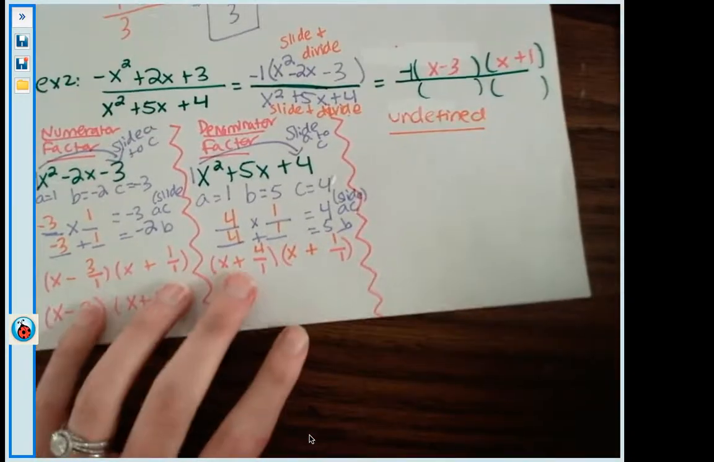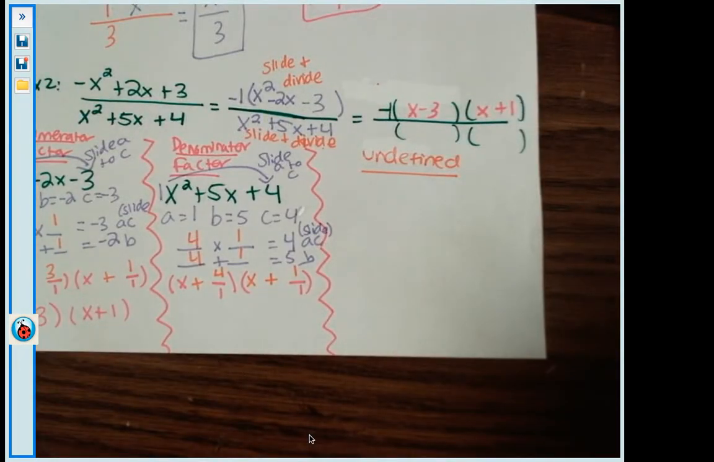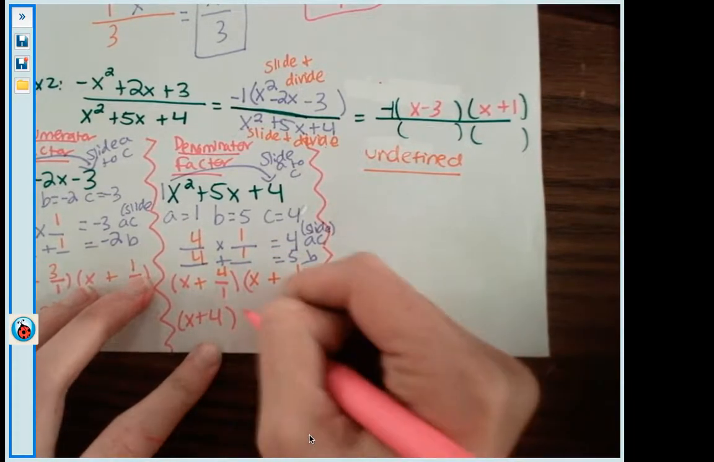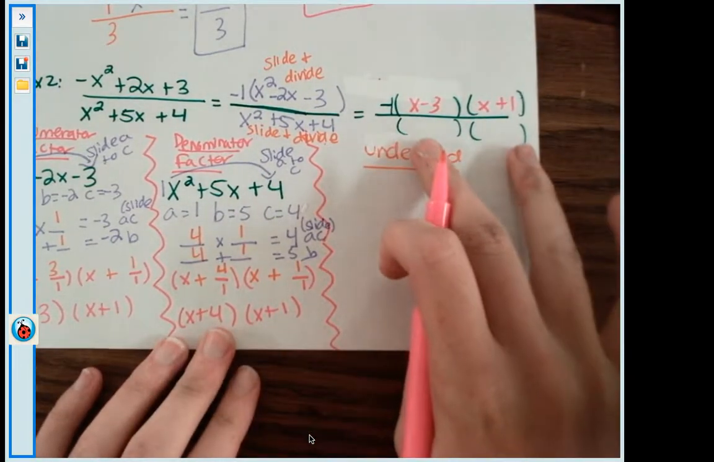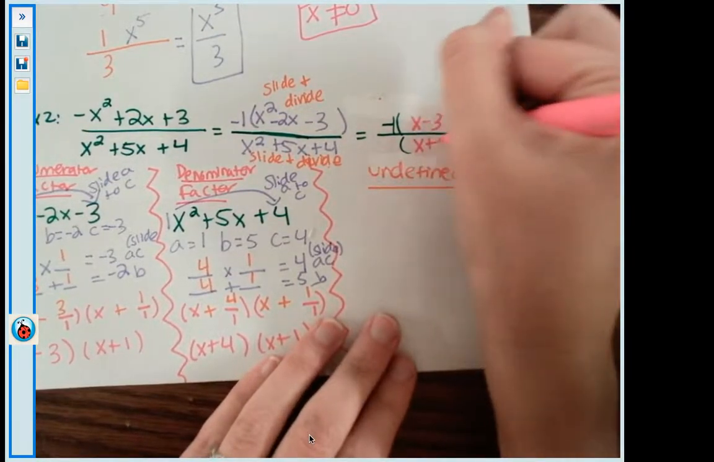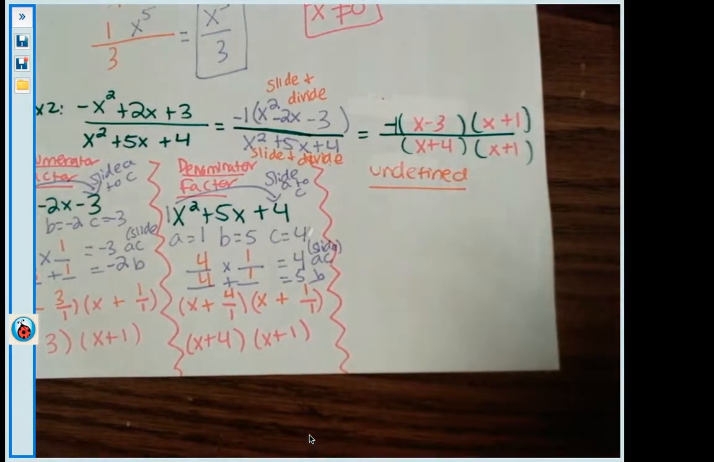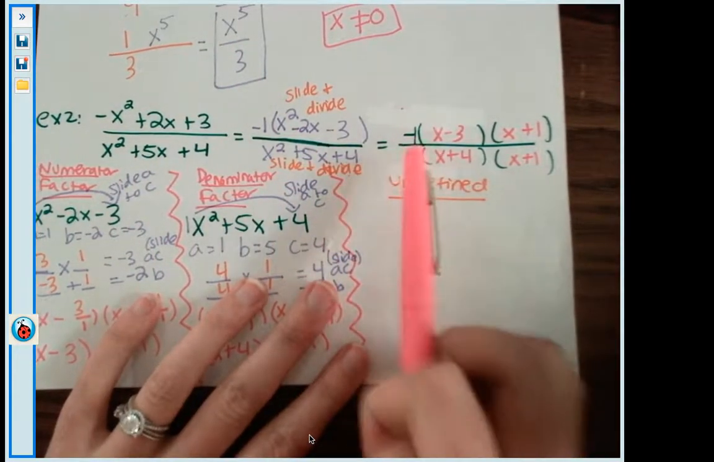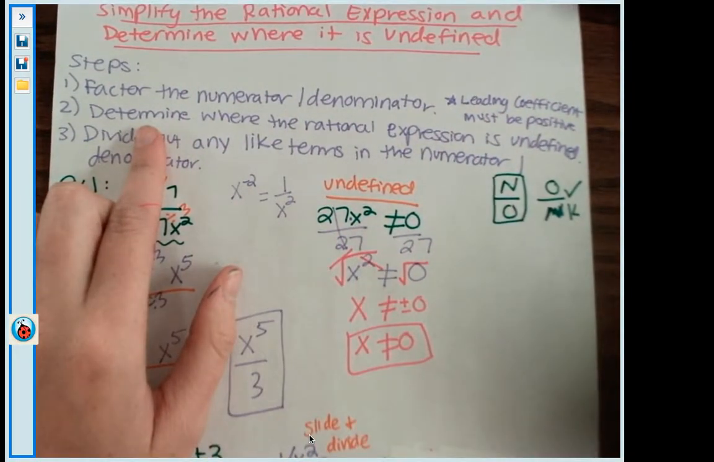All right, guys, and the final step to factor this thing is to simplify or divide. So 4 divided by 1 is 4, so this is x plus 4. And 1 divided by 1 is 1. All right, so these are the numbers that go in here. So I'm going to write x plus 4 and x plus 1. All right, so we have factored the numerator and the denominator. And remember, we factored out that negative, so don't forget about it. Okay, so we factored the numerator and denominator, and we made sure our leading coefficient was positive.